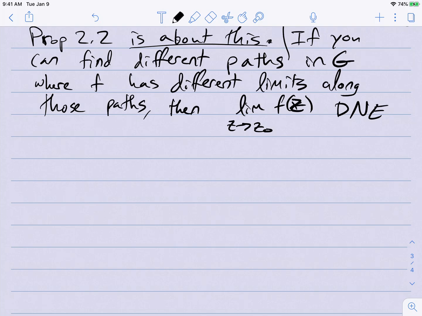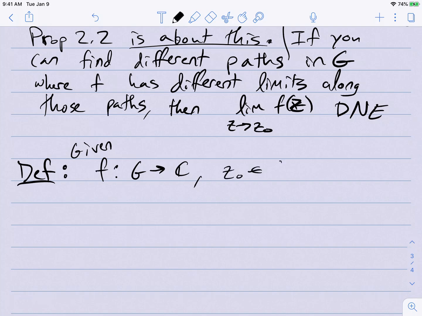Okay, so once we've talked about limits, then we can define what it means for a function to be continuous. So sorry, let me set this up. Let's say we're given a function f with domain G, and we're given a point z0 inside of G. And now I'm assuming that the point's actually in G. I need that to talk about f being continuous there.